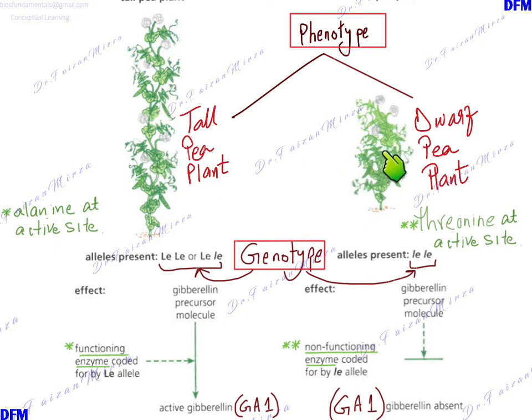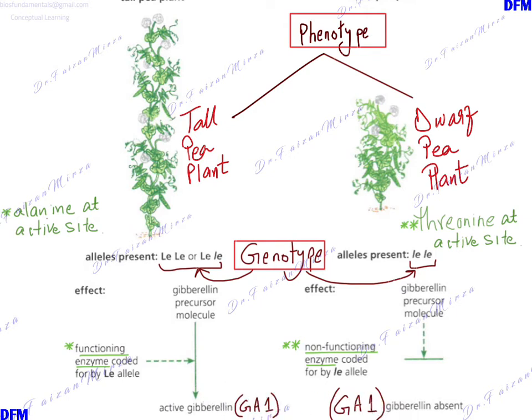So the dwarf variety of plant and the tall variety of plant, the difference is that one of them has active gibberellin, which means it will allow a lot of mitosis to occur, and the other has an inactive gibberellin. The active gibberellin is GA1. This is a particular type of gibberellin which is present here in the tall pea plant and absent here in the dwarf pea plant. How is it present here and how is it absent here?